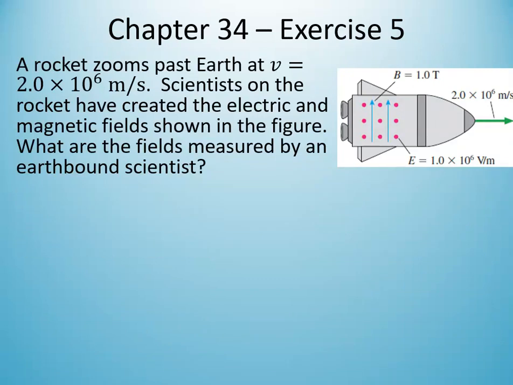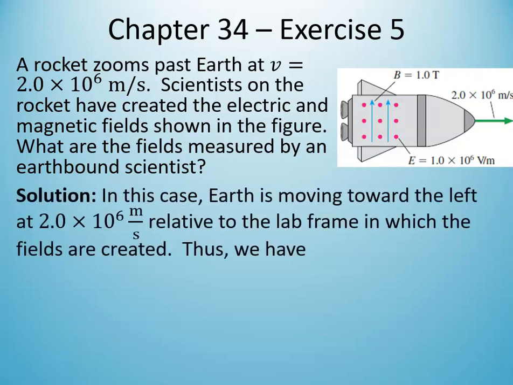So in this problem, we have another rocket, and the question is, what are the electric and magnetic fields according to an earthbound scientist? So in this case, we think, oh, are we going to have to end up transforming the equation, subtracting instead of adding, or that sort of thing, and flipping the equation around? Well, turns out the answer is no, because remember, Einstein's first postulate, which in a lot of ways is really just a restatement of Newton's first law, is that according to the rocket, it is at rest. So Earth is moving toward the left at 2 times 10 to the 6th meters per second.